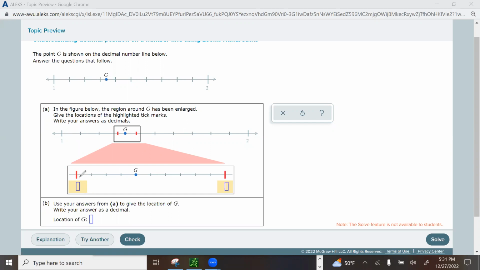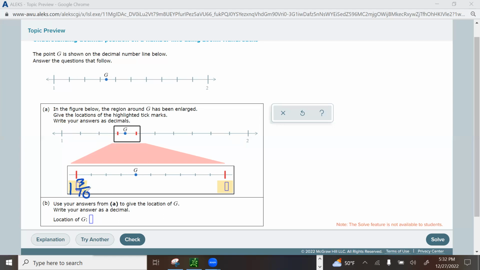So this first tick mark looks like it's just going to be right there. Oh, wait, I'm sorry. That tick mark is right there. It looks like it's going to be 1, 2, 3. So 3 out of 10 tick marks, 3/10ths. So that tick mark there is going to be 1 because we're already up to 1, and then another 3/10ths.